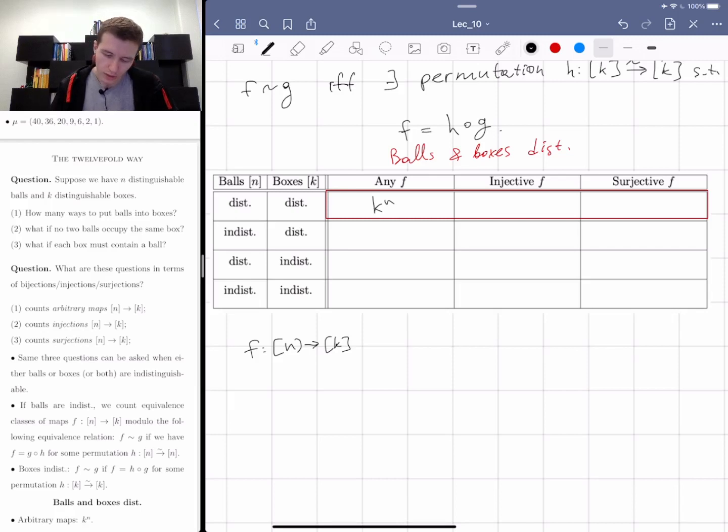The second row: if you ask for f to be injective, then you choose the image of 1 in k ways, and then the image of 2 in k minus 1 ways, k times k minus 1, etc., down to k minus n plus 1. So that's the falling factorial.